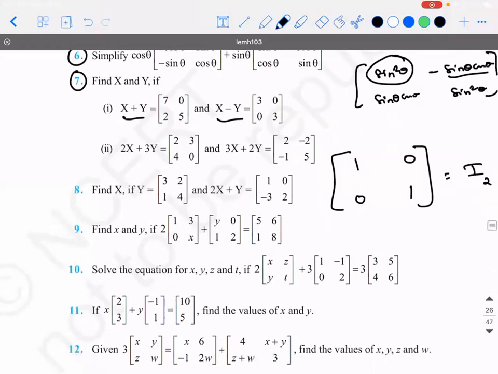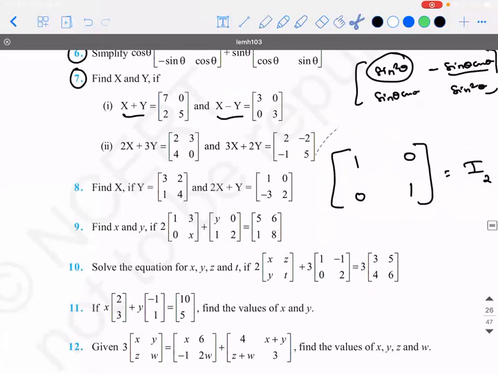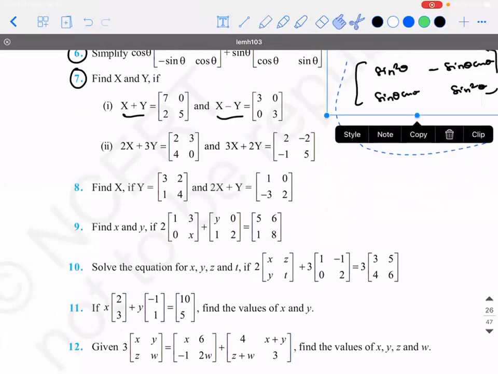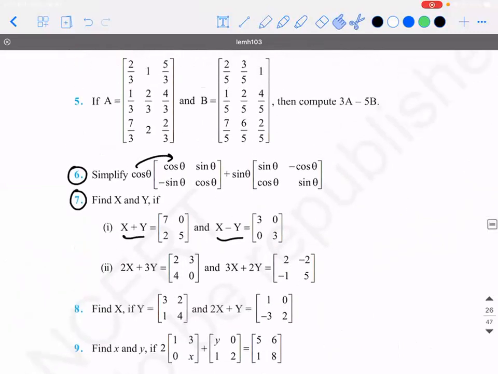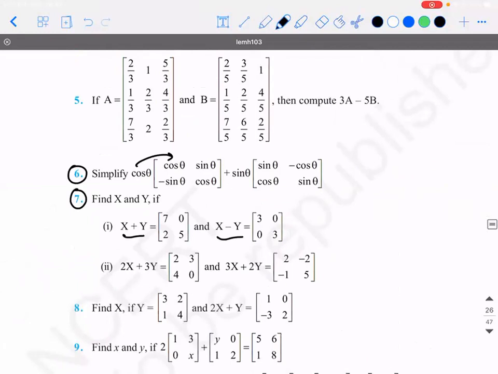Find x and y. How will you solve this problem? So how to solve this problem, guys? Make it fast. Elimination or substitution.